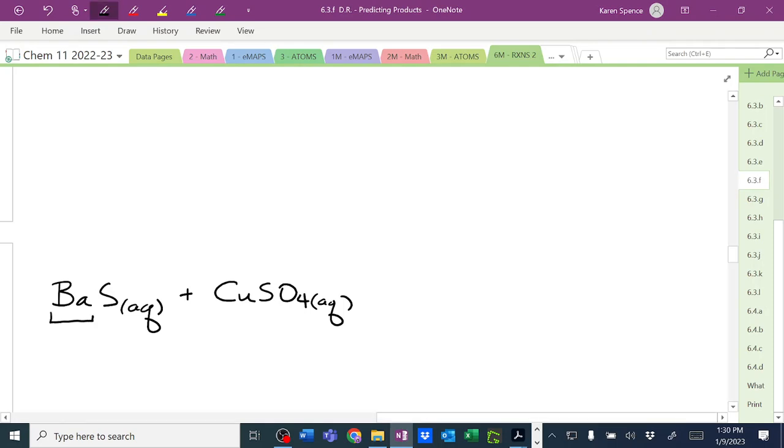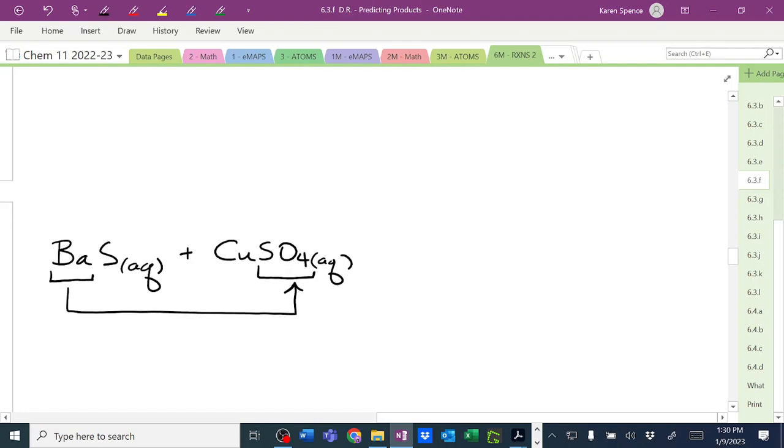You have to take your outside ions and combine them. But before you combine them, you must know their charges. Ba is how much charge? 2. Sulfate is 2. So in this case, it's actually okay to just write BaSO4.